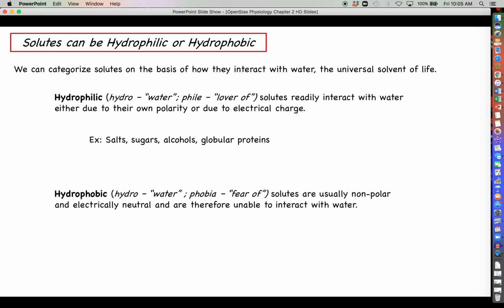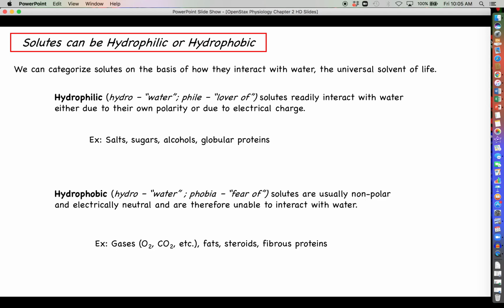So these are going to be the types of solutes that water cannot form hydrogen bonds with. So they're going to be nonpolar and electrically neutral. Basically there's nothing for water to form hydrogen bonds with, and therefore water and these hydrophobic solutes are going to have a very, very tough time interacting with one another. Your best examples of these are going to be gases like oxygen and carbon dioxide and nitrogen.